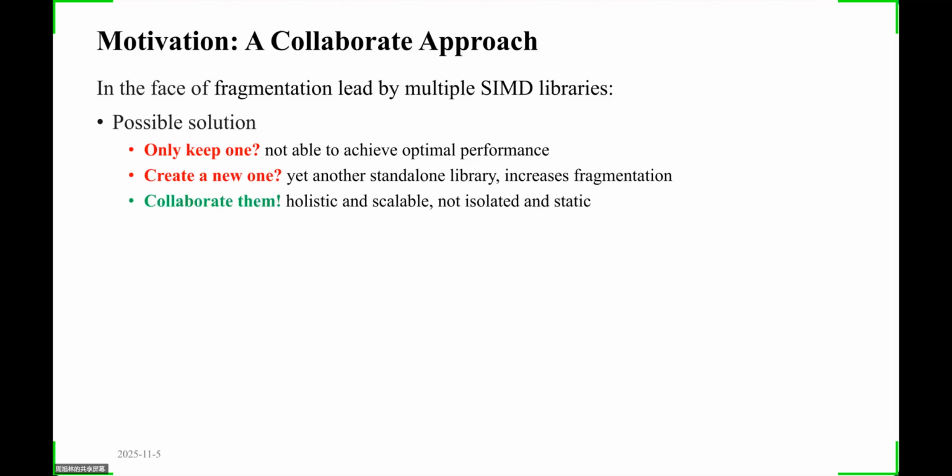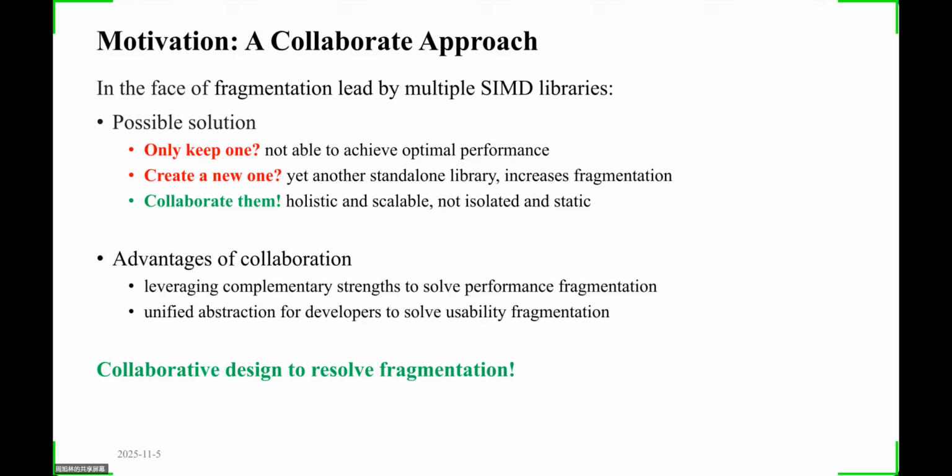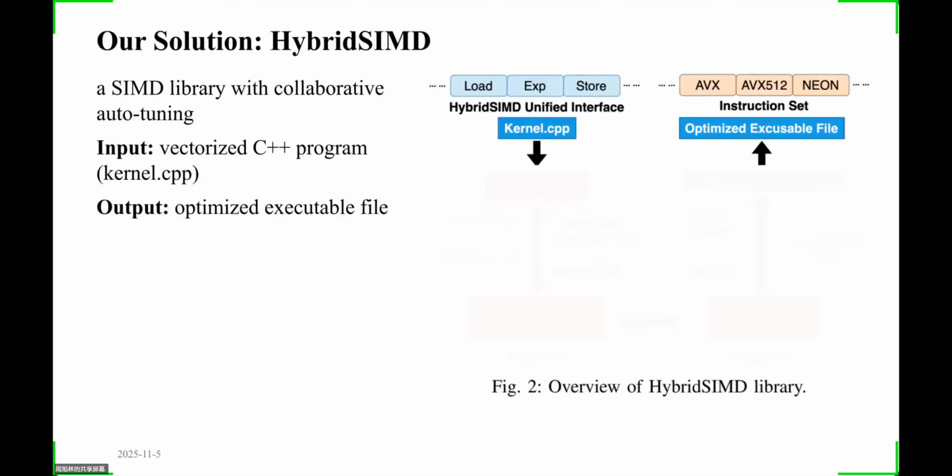So our key idea is that instead of keeping just one or creating another, we embrace the idea of collaborating them. By collaboration, we can not only leverage their complementary strengths to solve performance fragmentation, but also provide a unified abstraction to solve usability fragmentation. The idea leads to our solution, HybridSIMD, a SIMD library with collaborative auto-tuning.